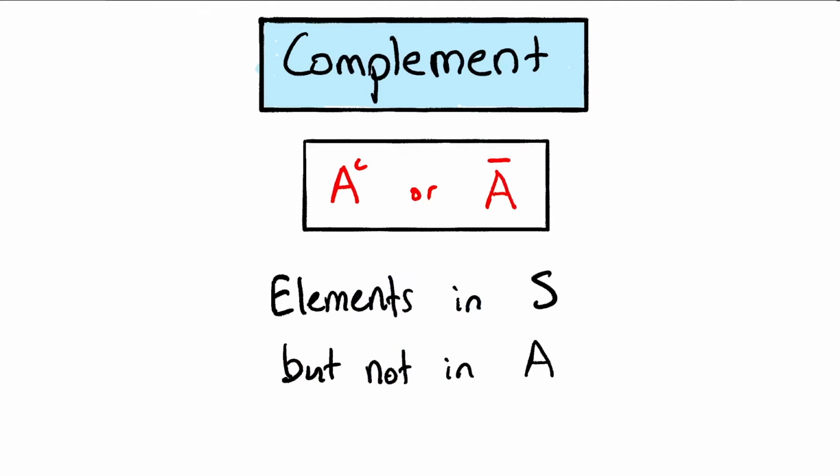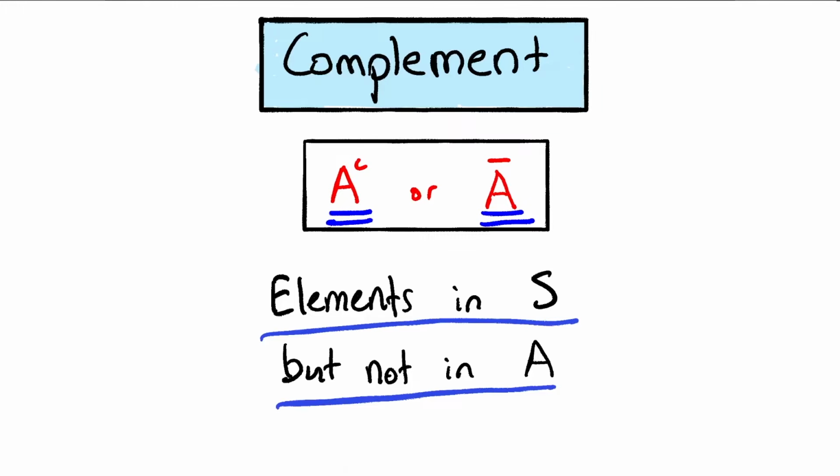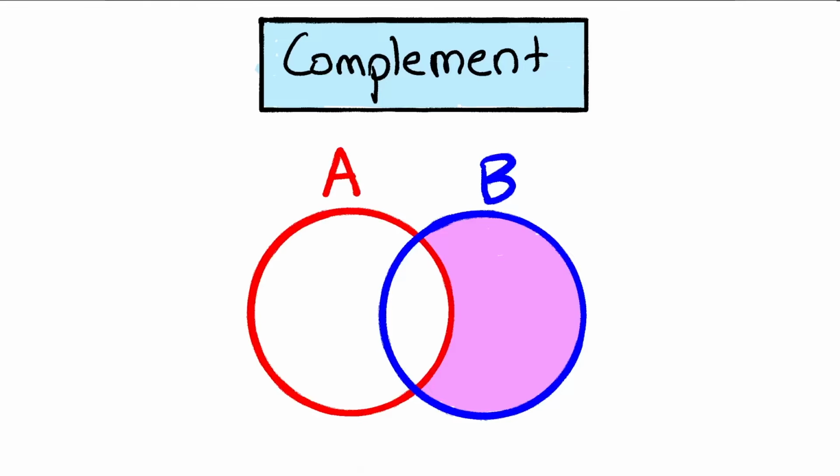The next important term is called the complement, and it can be written either with a little c on top or with a bar on top. And the definition is the elements in S but not in A. The main words here are not in. If you see the complement symbol, just think anything that's not in that set is part of the complement. So if we look at a Venn diagram, for example, this would be a complement because it's everything in the Venn diagram that is not included in the set A.